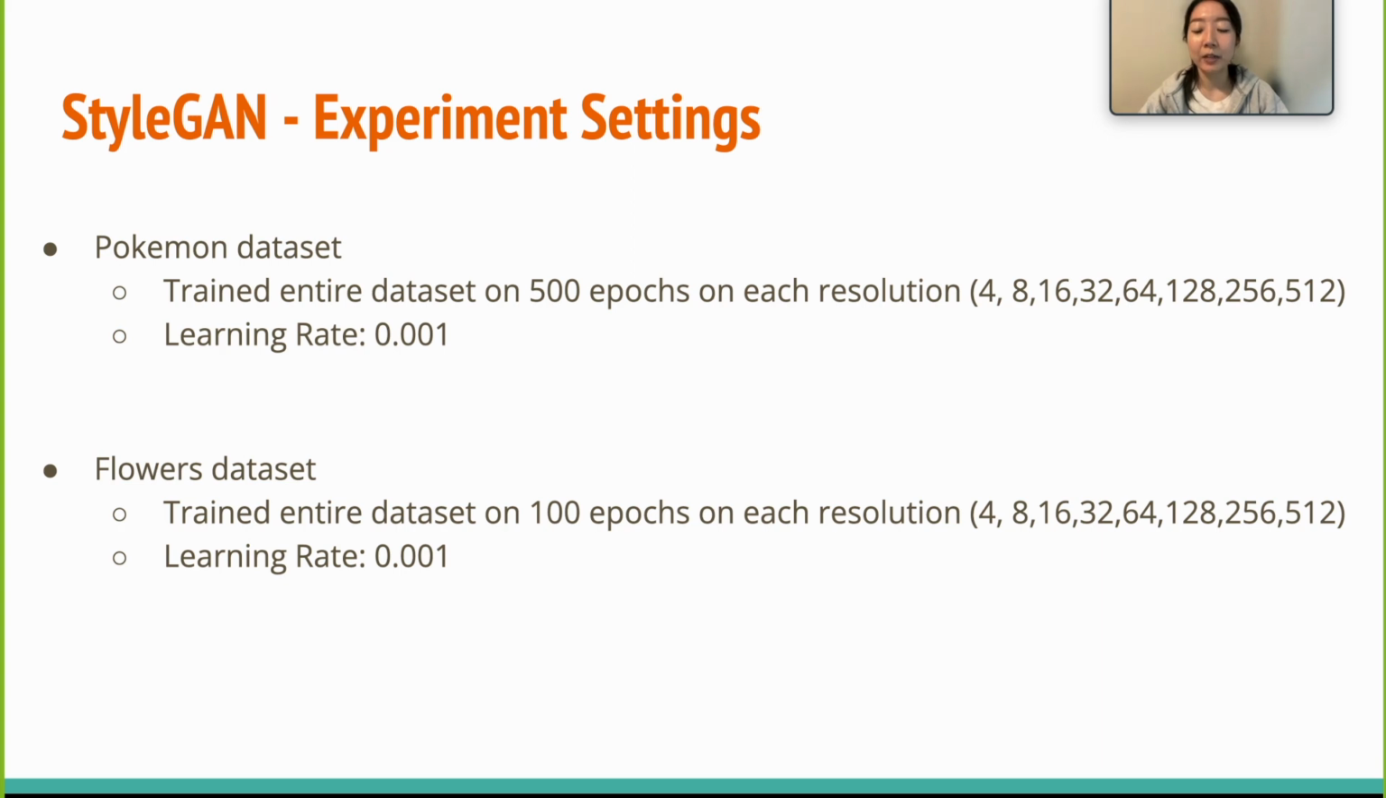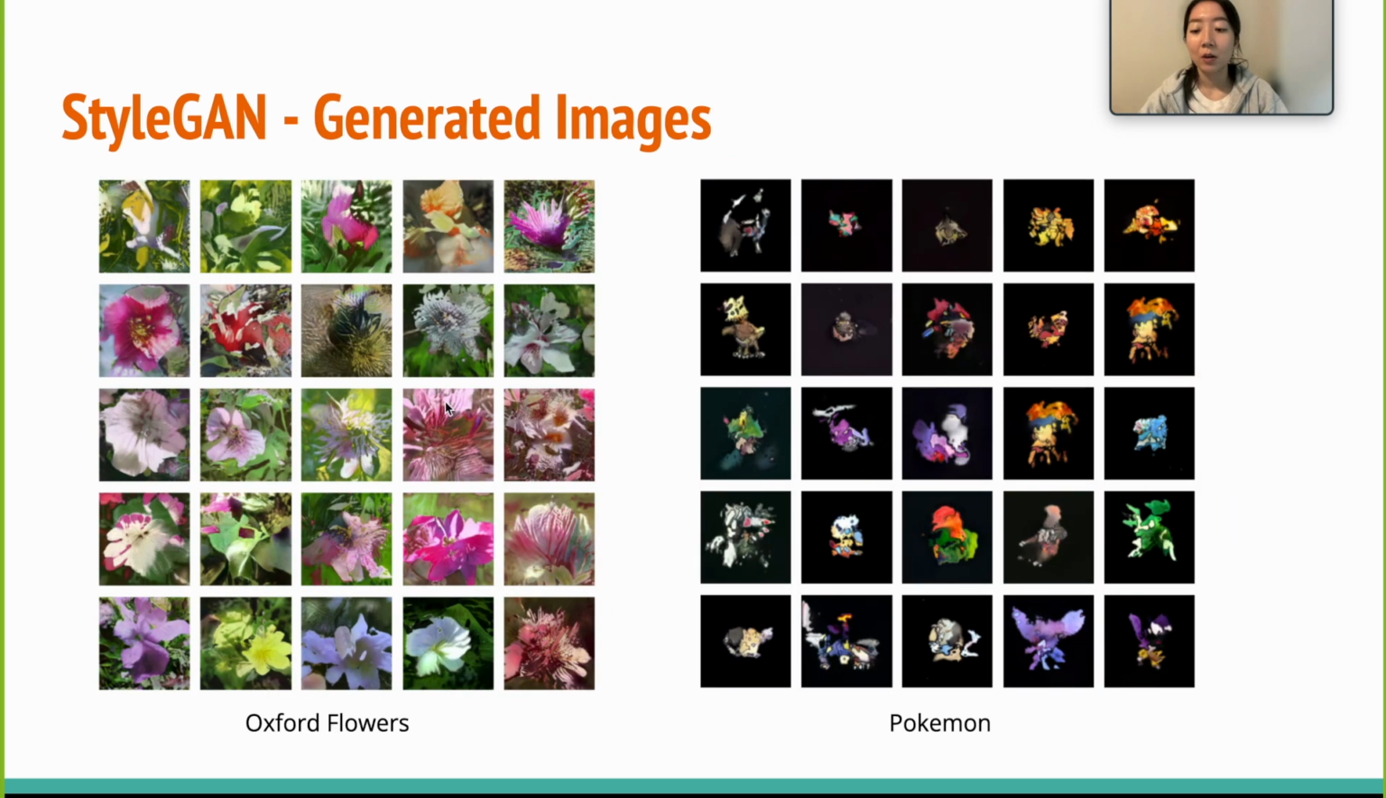We trained our reimplemented StyleGAN on 2 datasets, the Pokemon and Flower dataset. We tried various different parameters for training, and here are the settings that produce pretty good results without taking too long to train, about 8 GPUs for 20 hours. Here are the generated images after training.